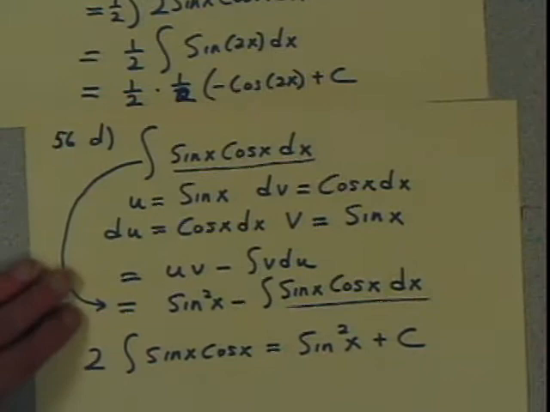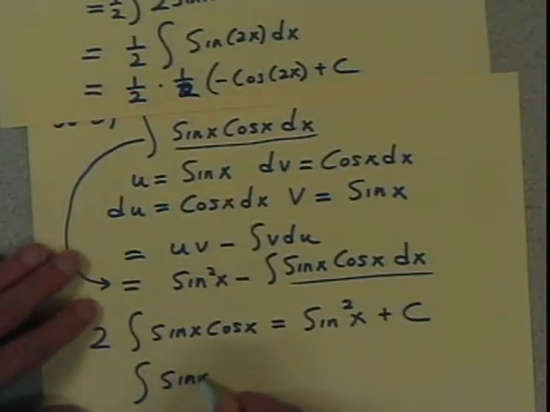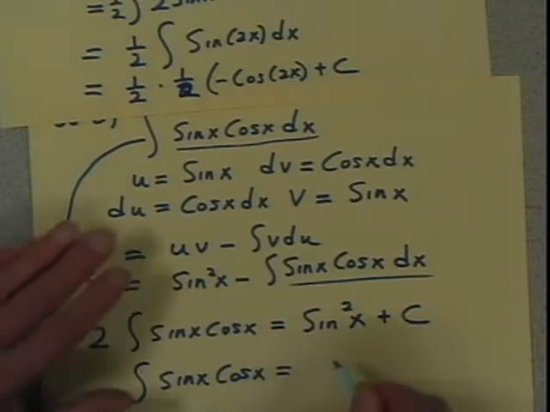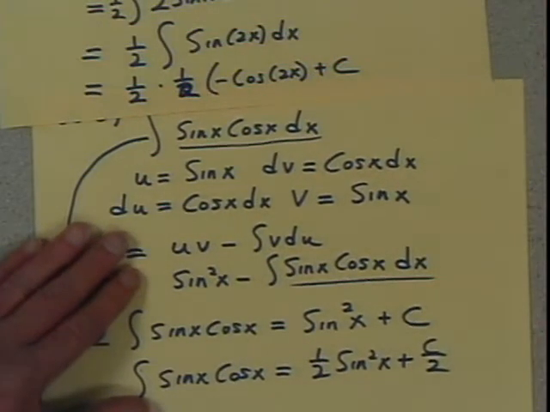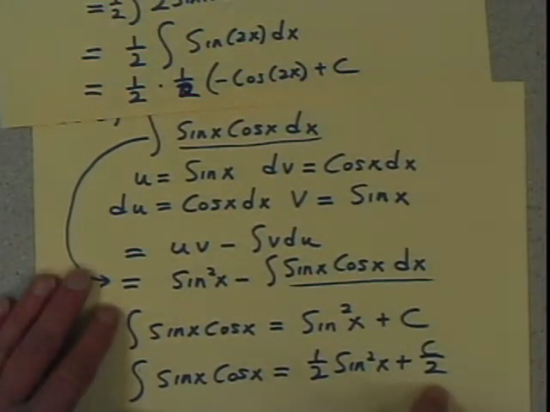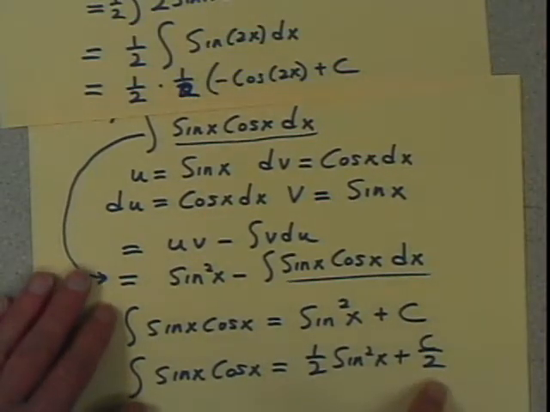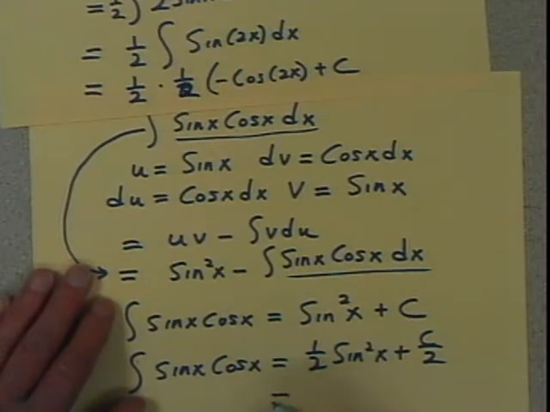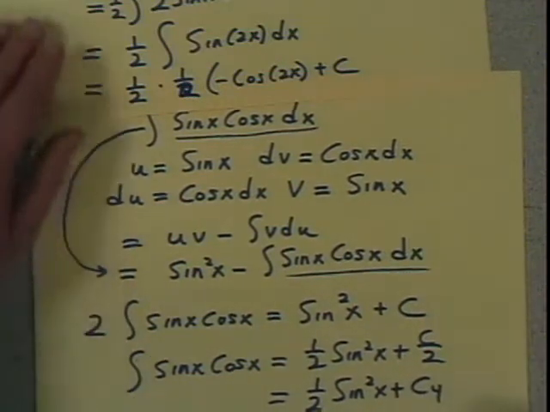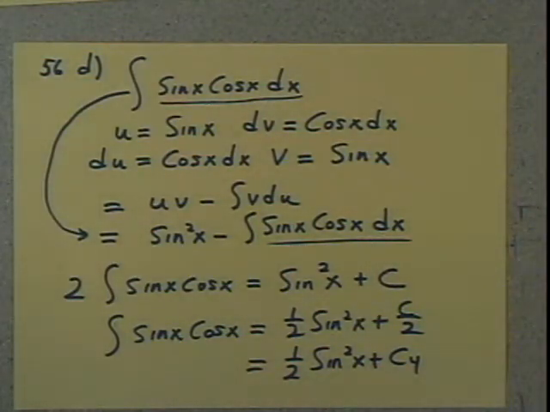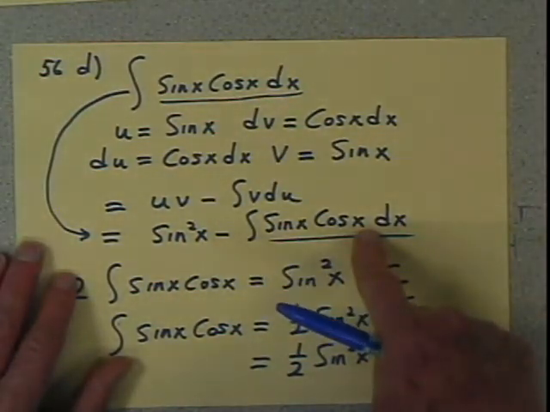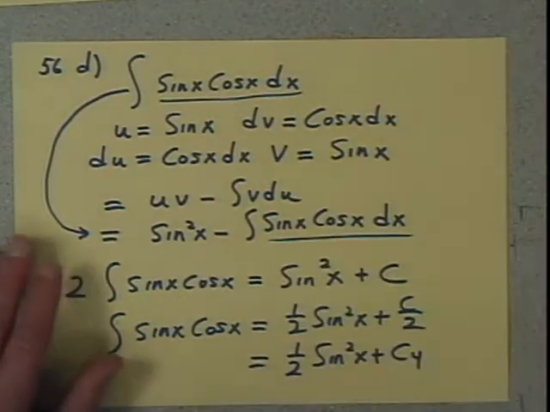Then just divide by 2, and you get the 1/2 sine squared x, technically plus c over 2. But we changed c over 2 into c4. And thus the answer we gave you, 1/2 sine squared x plus c4. But you can call the constant whatever you like. Does that answer your question? Remember, these don't happen too often, but if you start seeing yourself getting back to the beginning, that's okay. Then just algebra will finish it off.